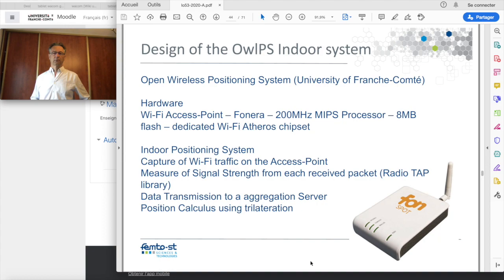So with this piece of hardware we can use a library called RadioTap, which allows us to have information about the signal strength for each packet received. So it's very interesting information, very detailed. It is very interesting to use that.